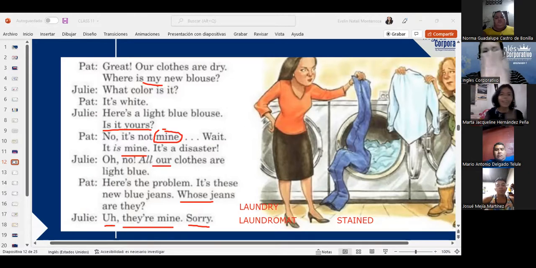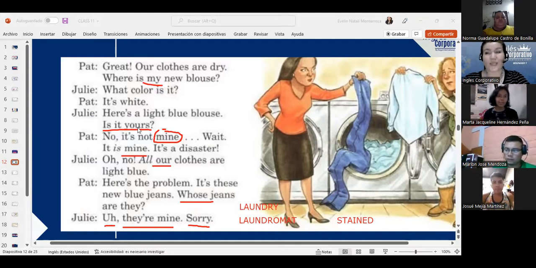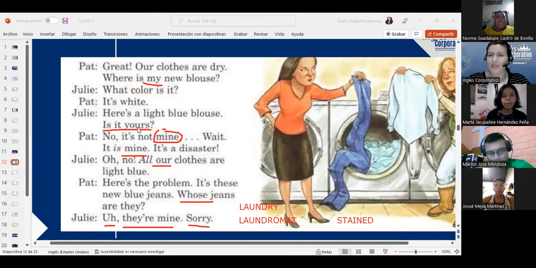Very good job. So in this case, oh, they are mine, sorry. Where's my new blouse? You say, where's my new blouse? What color is it? Right, it's like, ¿qué color era? Is it yours? The types of questions, right? Remember that the questions have a specific intonation because we are asking. Si estamos dejando abierta la pregunta, necesitamos una respuesta, right? Is it yours? What color is it? Where is it? Where is my new blouse? Whose jeans are these? Whose jeans are they? Remember to make the intonation of the questions.